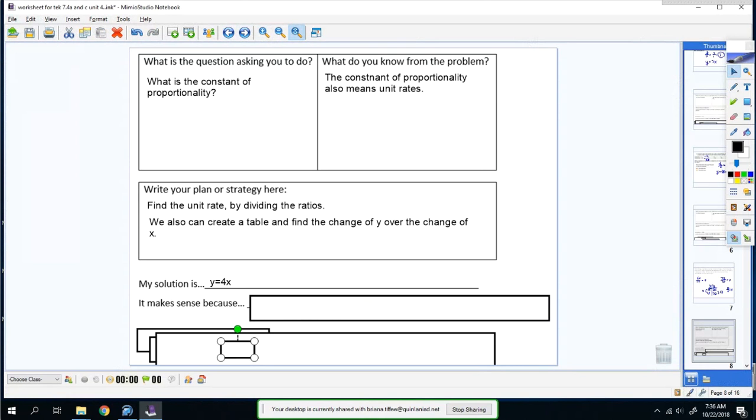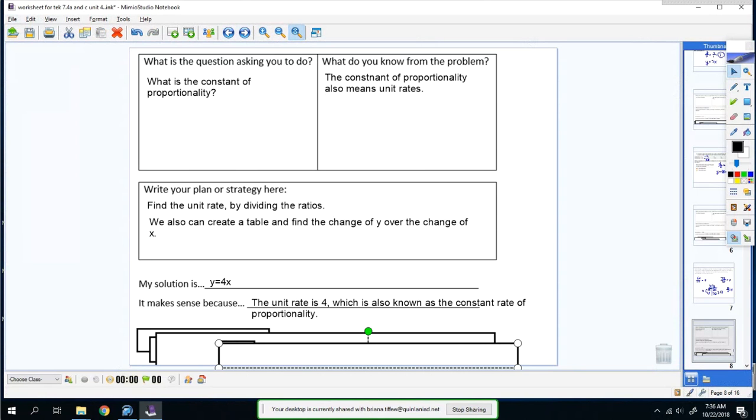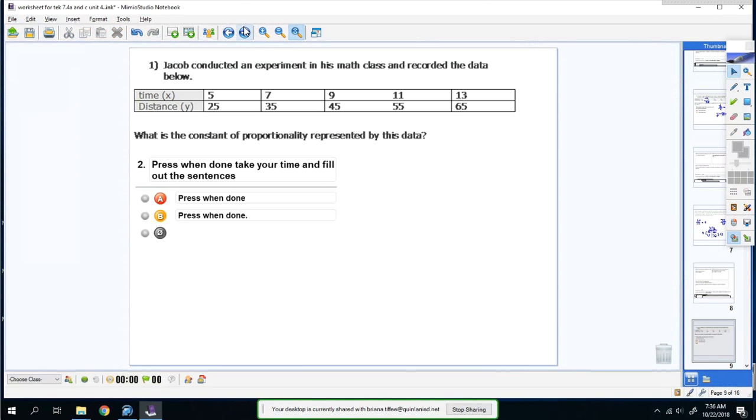I actually wrote an equation, which should have just been the number 4. And this makes sense because the unit rate is 4, which is also known as the constant rate of change or the constant of proportionality. Okay, all three of those are the same thing. All right, next one.